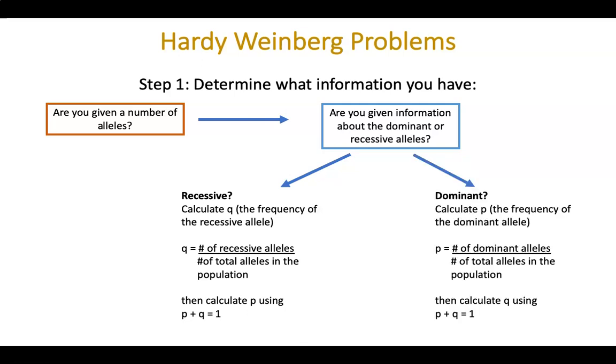You might be given the dominant alleles. Same thing, you're going to calculate P this time. P is just the frequency of the dominant allele. So P is going to be equal to the number of dominant alleles in the population divided by the total number of alleles in the population. Again, this is a frequency, so it's going to be expressed as a decimal. And then you can calculate Q the same way that you would have calculated P on the other side, using the idea that P plus Q equals 1.